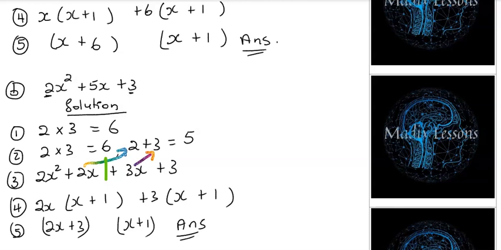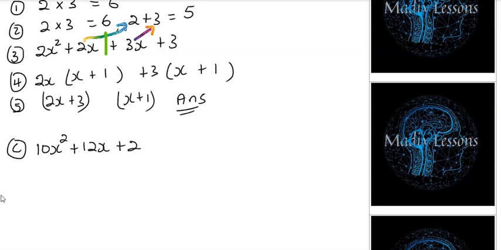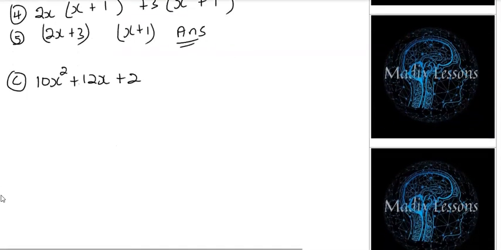All right, so that is it for our second example. We are going on to our third example, guys. I promised you 4 of them, so let's go. All right, so here it is, guys. C. What we have there is 10x squared plus 12x plus 2. Another quadratic expression, guys. No equal sign, so we're not solving anything. We're just factorizing it.